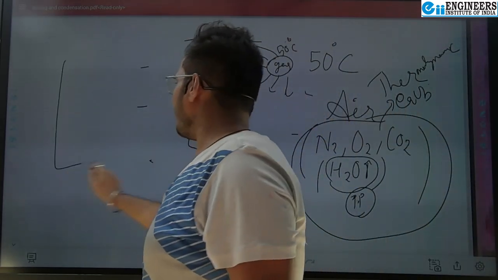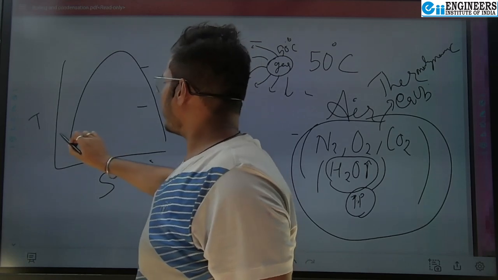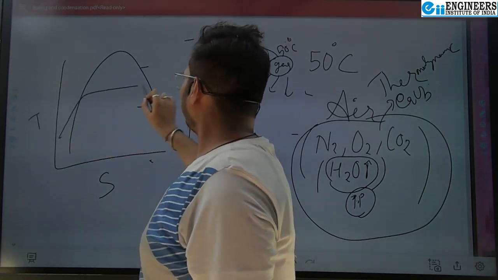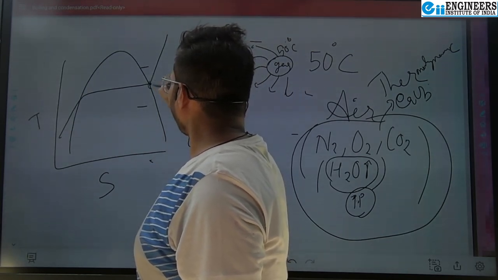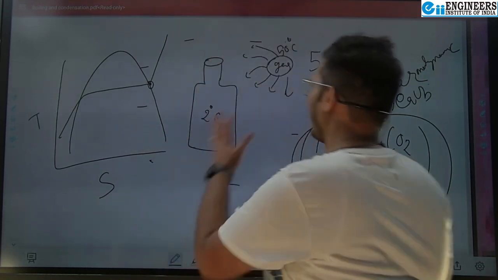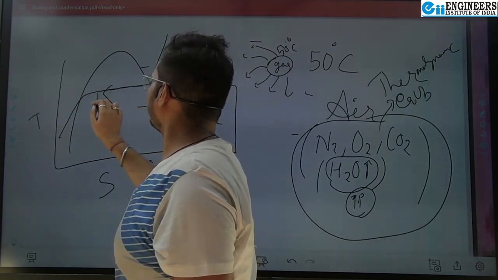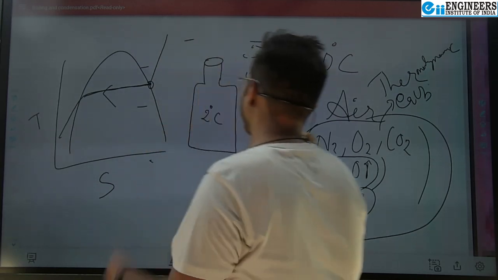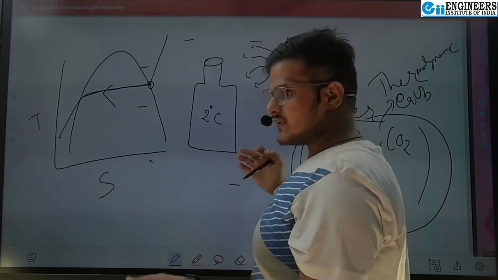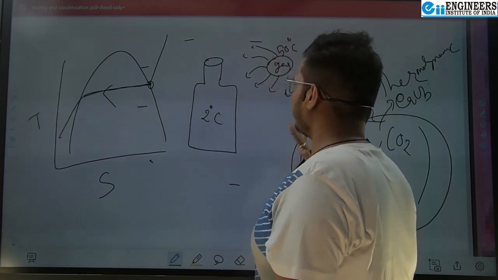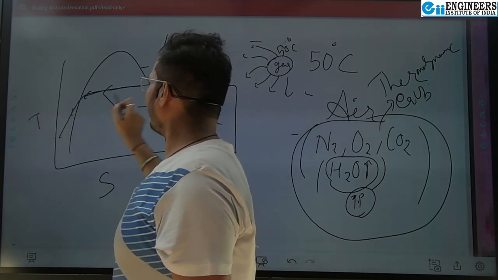Matlab, if we remember the TS diagram, then if this is the dome, this is a constant pressure line. Now suppose this is the point where the water vapor was. Then gradually when it starts releasing energy, it will move in this direction. So this is a two-phase direction. That means gradually the vapor will try to change its phase from high temperature to low temperature. It will change its phase from gas to liquid, and it will move correspondingly downwards.